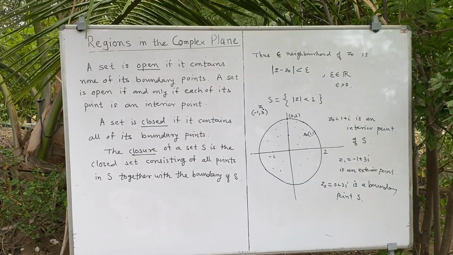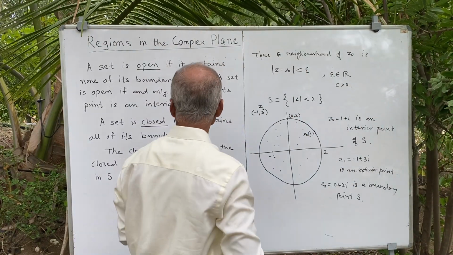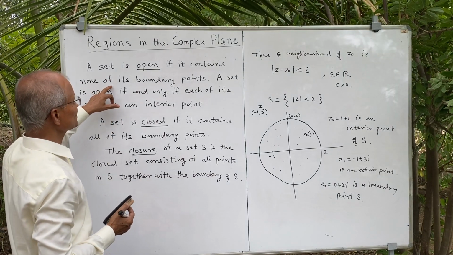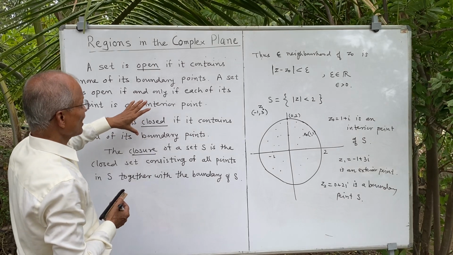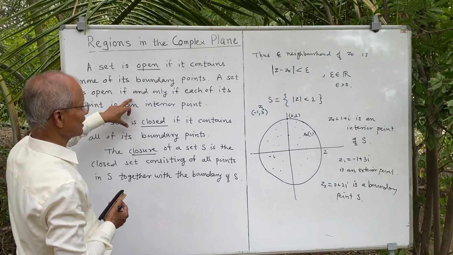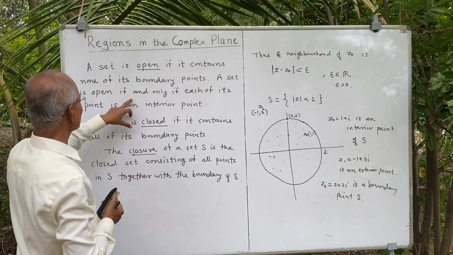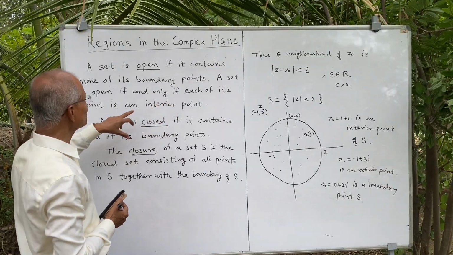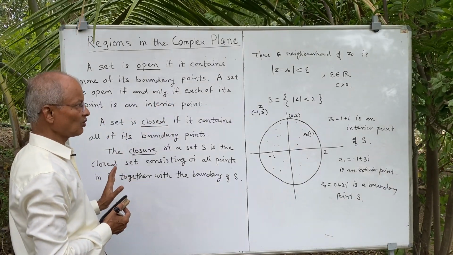Next we shall see what is an open and closed set. I have written the definition here. A set is open if it contains none of its boundary points. The set does not contain its boundary points. Another definition, a necessary and sufficient condition for an open set: a set is open if and only if each of its points is an interior point. Then the set is open.